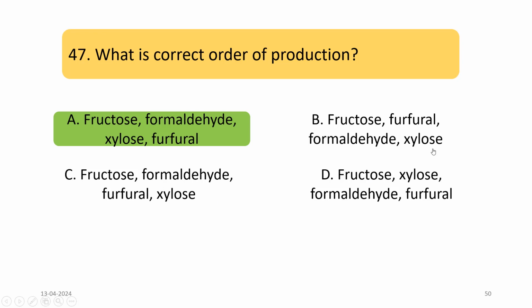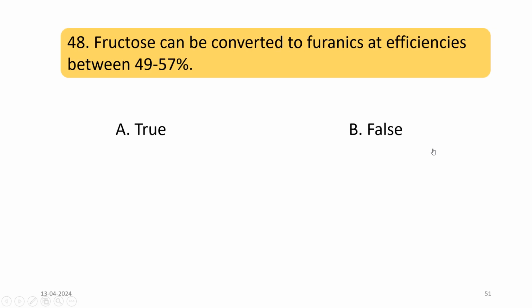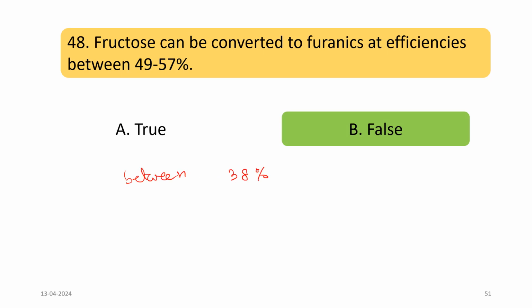Next question. Fructose can be converted to furanics at efficiencies between 49 to 57%. Is it true or false? The answer is false, because the efficiency rate is between 38% and 47%. Okay, so the answer is false because I have written it as 49 to 57%.